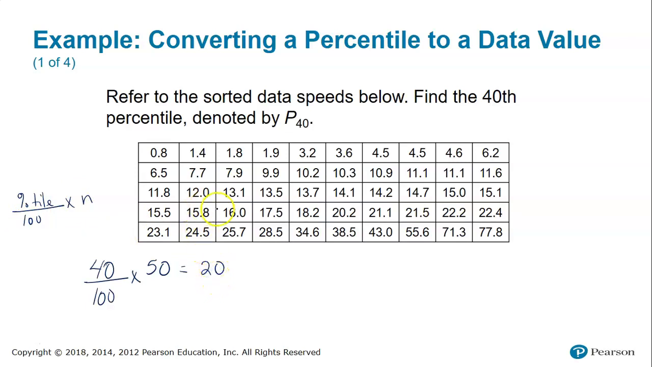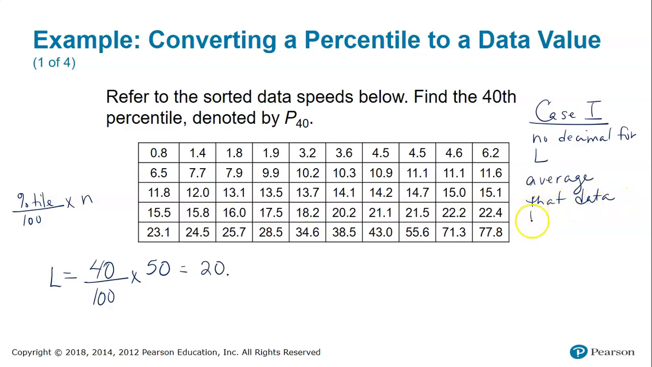And this is where it's a little bit confusing, because we have what we're going to call case 1. With case 1, we end up with no decimal for our L. I didn't say that, but this is our L. If we end up with no decimal, so this is just 20 with no decimal, what we have to do is average that data value with the next data value.